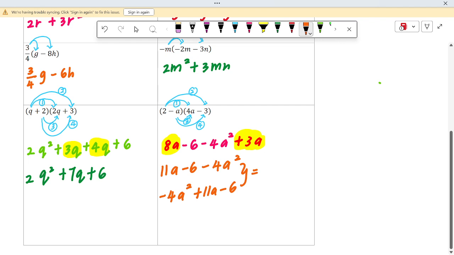Okay, so that's all for expansion of one bracket and two brackets. Always remember, when they ask you expansion means you have to remove the brackets. How do you remove the brackets? By multiplying each number or letter inside the bracket.